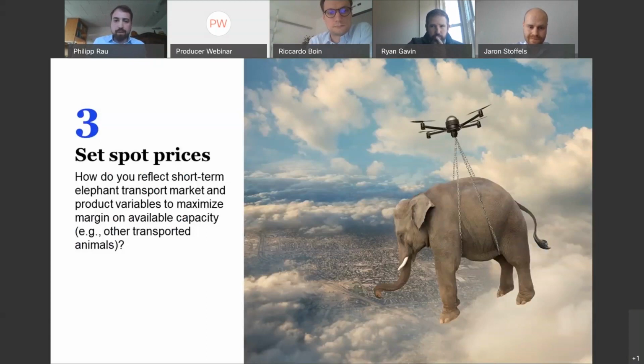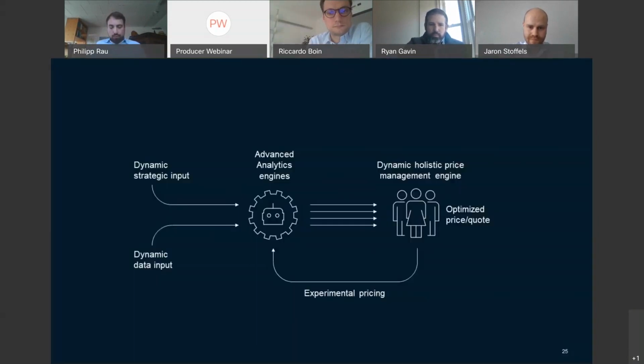To do that, I think the approach is to have a dynamic spot pricing engine, which needs essentially two inputs. One is on the strategic side, what is my actual strategic goal? Do I want to maximize utilization? Do I want to, by all means, keep my prices stable? And to define the key parameters for the optimization. But then secondly, we also need a dynamic data input, which talks about the available capacity, the time of the day, the weather, and other factors that dynamically change, which allows to define through an engine the respective price and get that to the customer in the end.